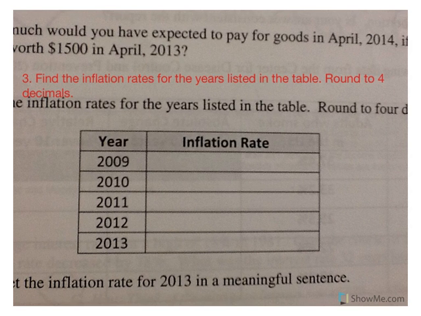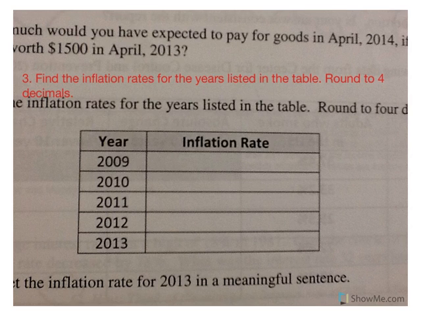All right, we're going to move on to this little box here in the middle of page 215, and we're going to find the inflation rates for all the years listed in the table. And we're going to round to 4 decimal places. Now, we're going to do 2009 here together, and then I'm going to cut you loose and have you work on the rest of them.